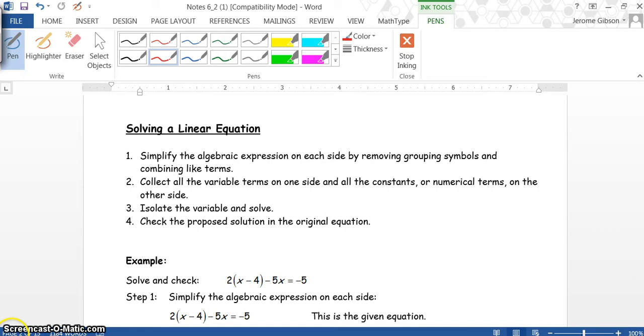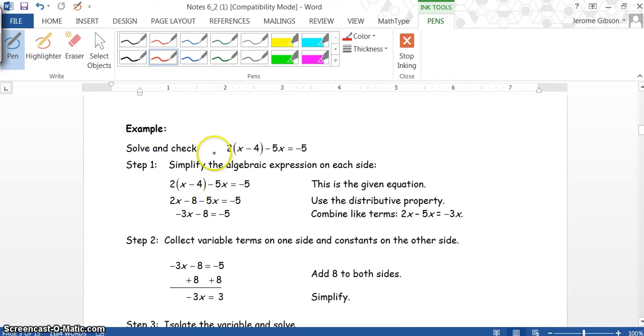Now, we come to solving a linear equation. To solve a linear equation, we have to simplify the algebraic expression on each side by removing grouping symbols and combining like terms. Collect all the variable terms on one side and all the constants or numerical terms on the other side. Isolate the variable and solve. Check the proposed solution in the original equation.